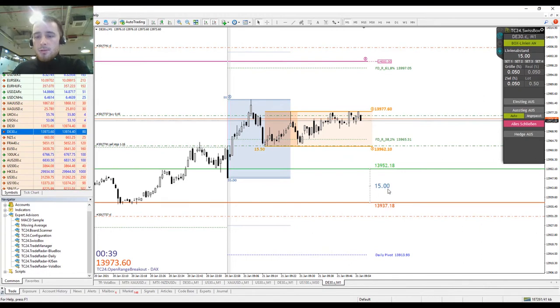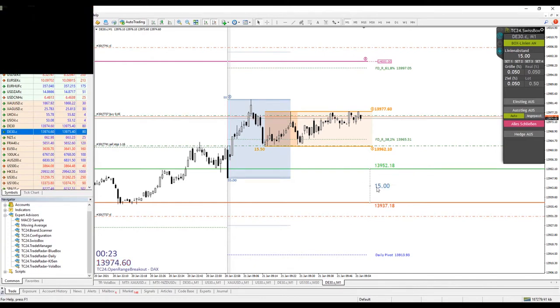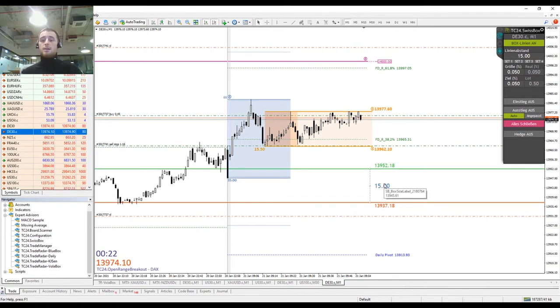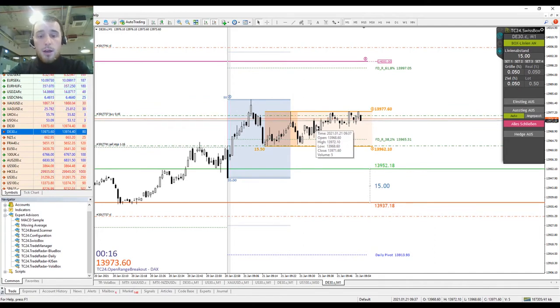Now, in between these lines, we see 15. That means that it's 15 points between the two lines. Essentially, what we're trying to do is trap the market within a 15-point range before any expected breakout. Hence why we're trading the market opening, because we're definitely going to see some kind of breakout at that opening in 4 minutes time.